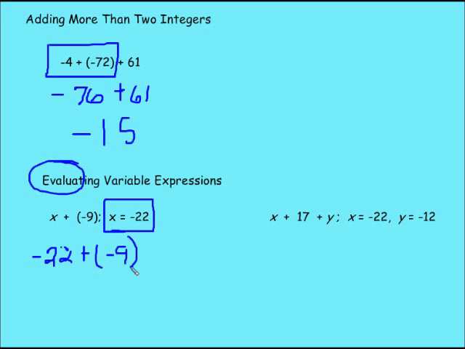Forget about them a minute. They're negative, so my answer is going to be negative. 22 and 9, if I combine those, that's going to be 31. And they were both negative, so I labeled it with a negative.